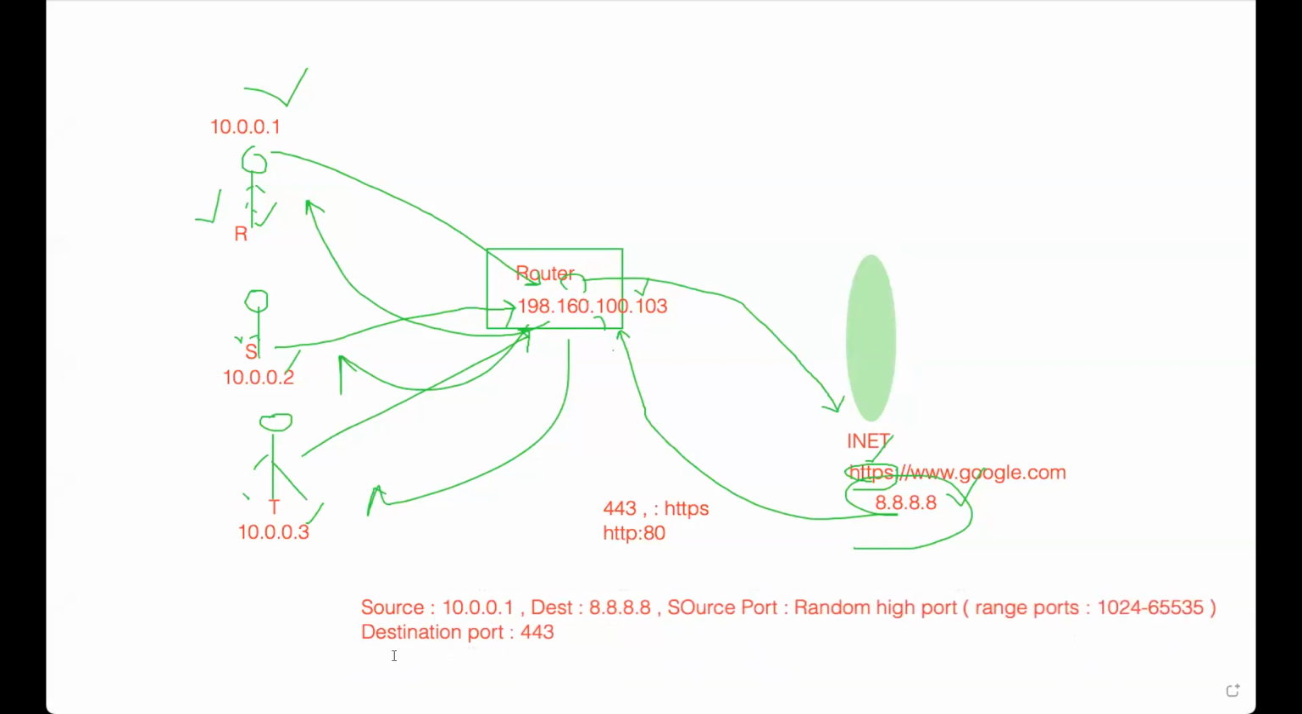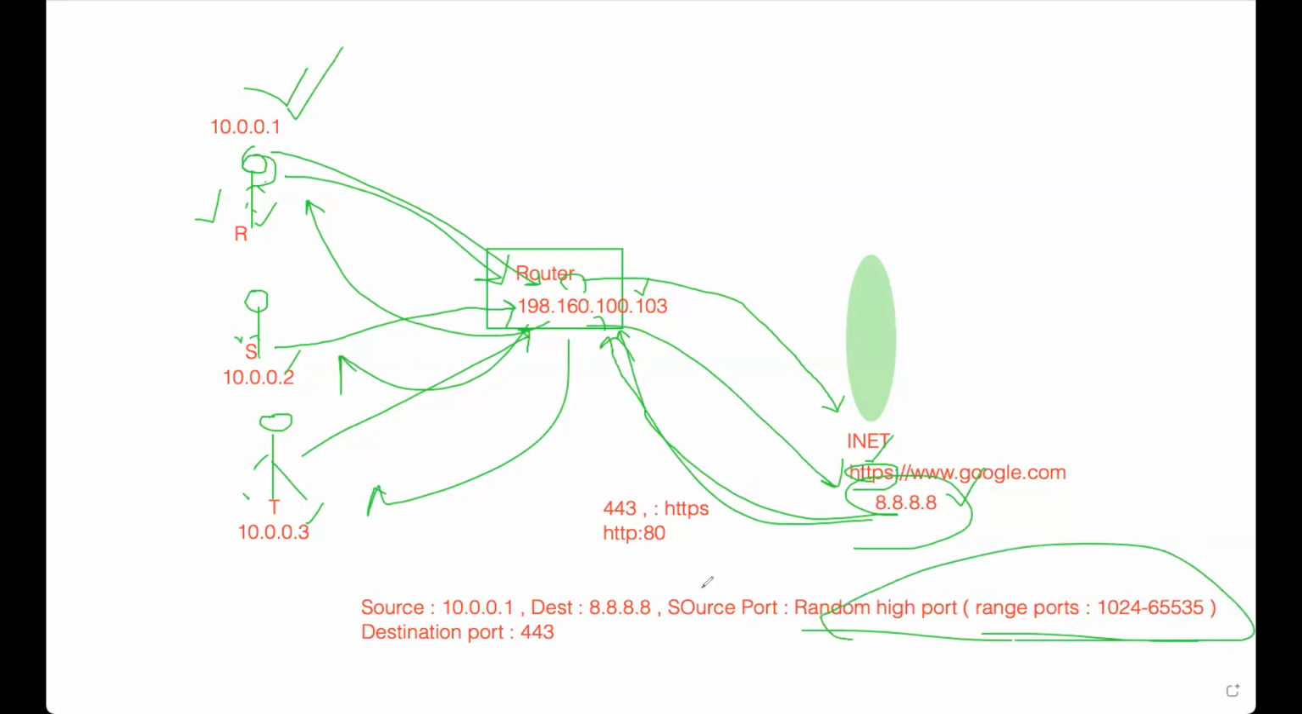Okay, so that's how, based on the source port and the destination port, this will know the communication is coming from this user R, coming from this IP, using one specific high port, coming to the router and going to the destination. When the return traffic is coming, based on the source port number, it knows that the traffic is coming from 10.0.0.1 and it will reply that back to this user.